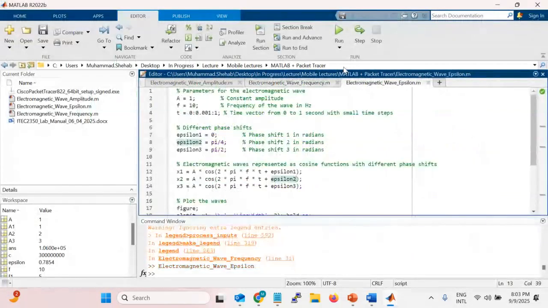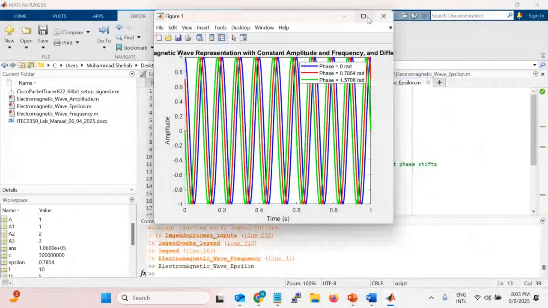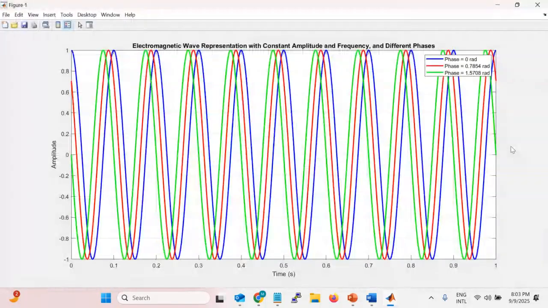And here is a third figure that shows three electromagnetic waves. Here, how many electromagnetic waves? Three. The three of them have the same amplitude and same frequency and same wavelength, lambda. But there is phase difference between them.